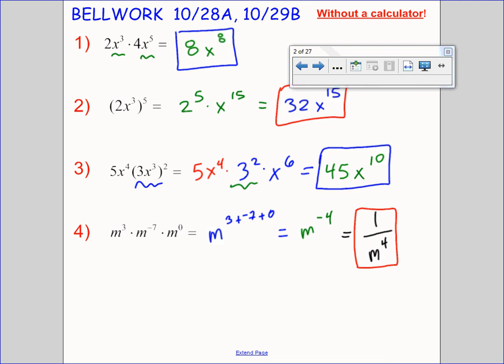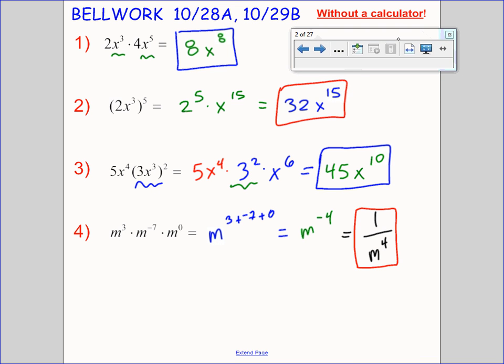What questions do you have about our first 4? Katie? Would it work to write m to the negative fourth, the last one? No, because it's bad mathematics. Just like we don't write x2 plus 7, we write 2x plus 7. Same thing. Now, you'd still get partial credit for applying the property correctly, but your final answer should have positive exponents only, unless asked for.